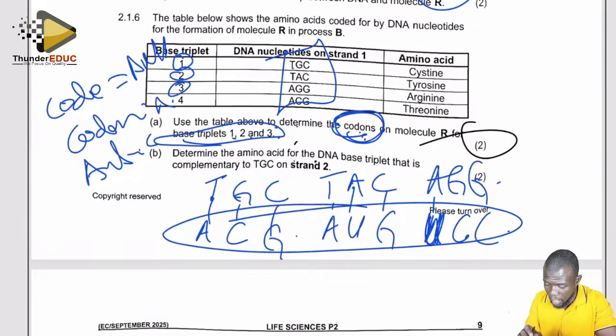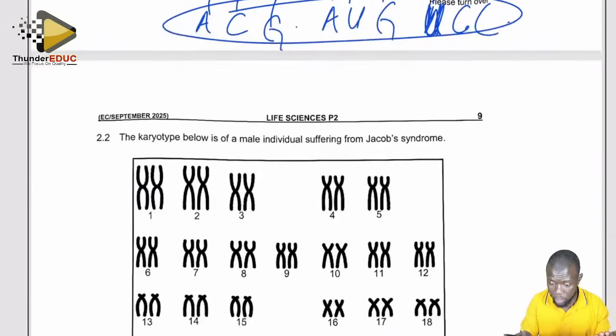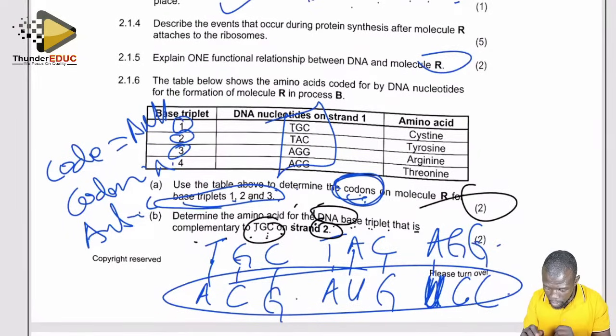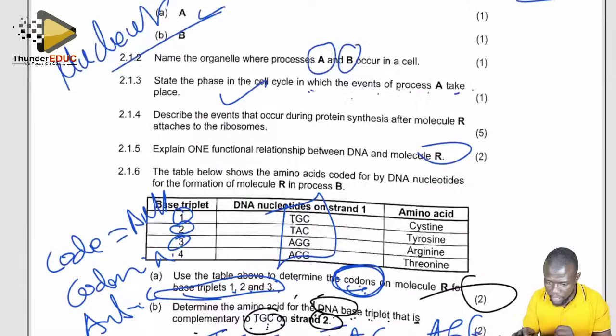Determine the amino acid for the DNA-based triplet that is complementary to this. Guys, we always ask you these questions and the mutation. They didn't ask you about the mutation, but we always ask you about this. Determine the amino acid for the DNA triplet that is complementary to TGC on strand 2.